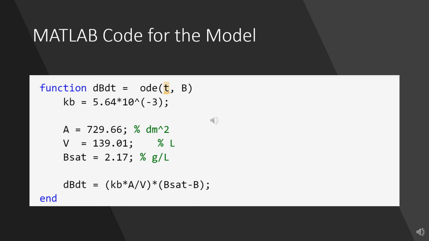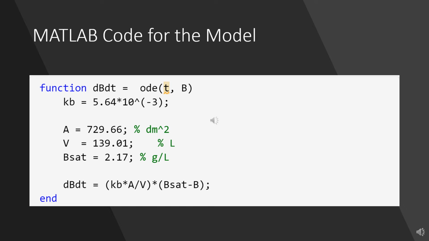We then define our constants necessary for the equation. Kb is the reaction constant for benzene. In this case, it is 5.64 times 10 to the negative 3. We then have the surface area of the pipe, where the pipe diameter is 3 inches and the pipe length is 100 feet.